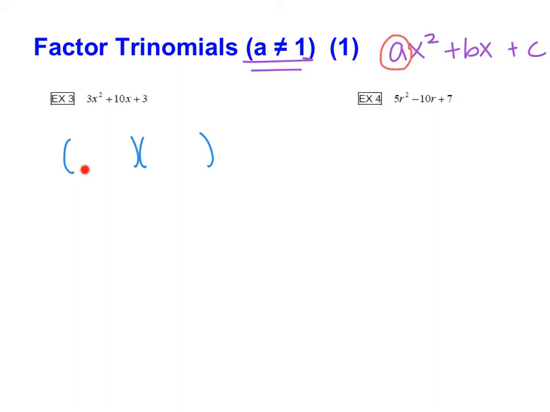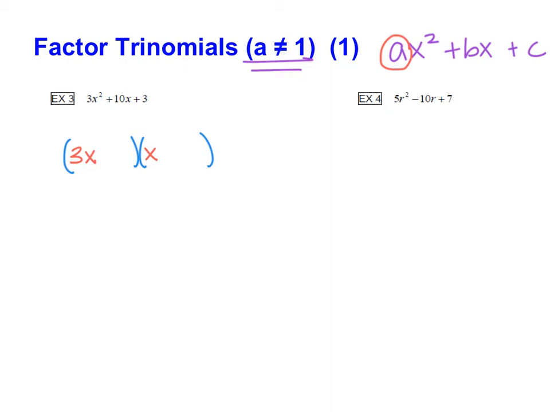And just remember that what we put in the first spot has to multiply to that first term of 3x squared. So that's kind of a nice one because really your only options are 3x and x. All right, now what we put in the second spot has to multiply to a positive 3. Again, that's kind of nice because you don't have very many options, just 1 and 3.